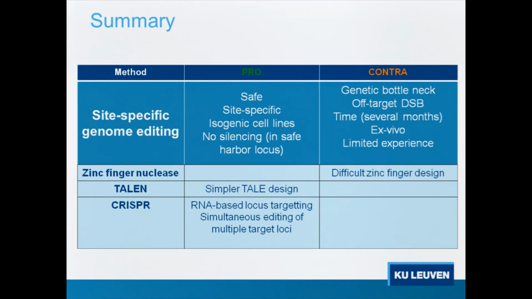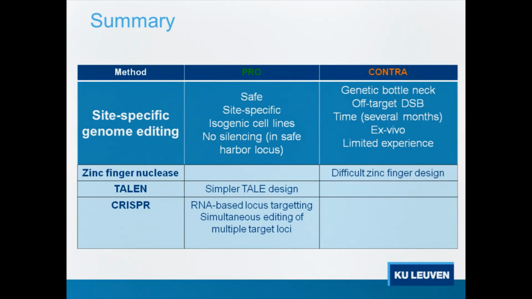And finally, we have the site-specific genome editing strategies, which have the advantage of being safe, site-specific. They do generate isogenic cell lines. There is no silencing if you target a safe harbor locus. On the contra side, you can get genetic bottlenecks. Off-target double-strand breaks is still an issue. It will take you much longer than with transient transfection or by putting in a lentiviral vector if you can get it from somebody else.